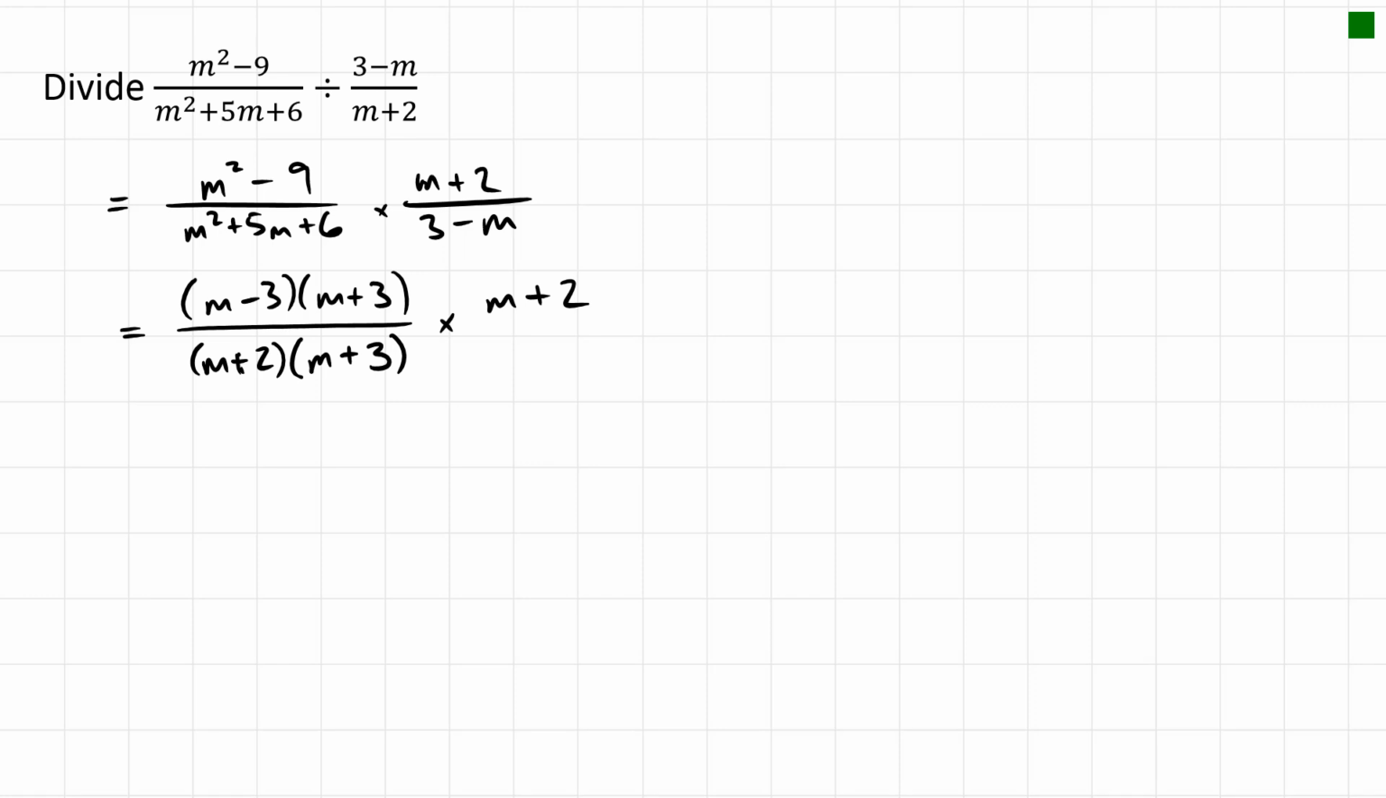Except for the fact that, this second one, I'm looking at this 3 minus m. 3 minus m is very similar, but not the same as m minus 3. So I want to actually turn this into something that I can cancel. And so what I actually have to do is factor out a negative 1 from m minus 3. So factoring out a negative 1 would leave me with negative 3 plus m.